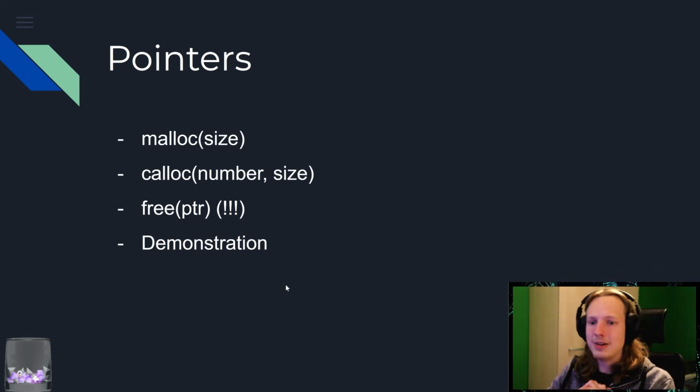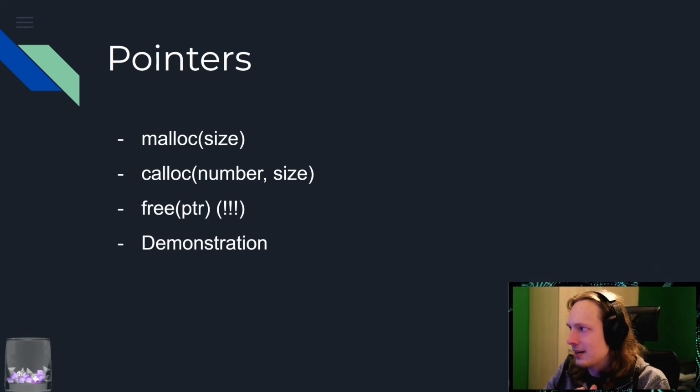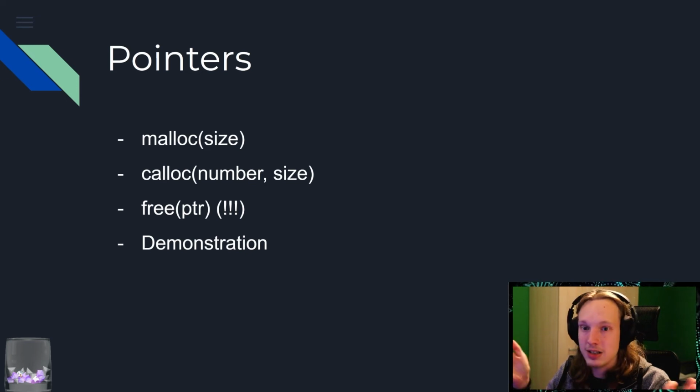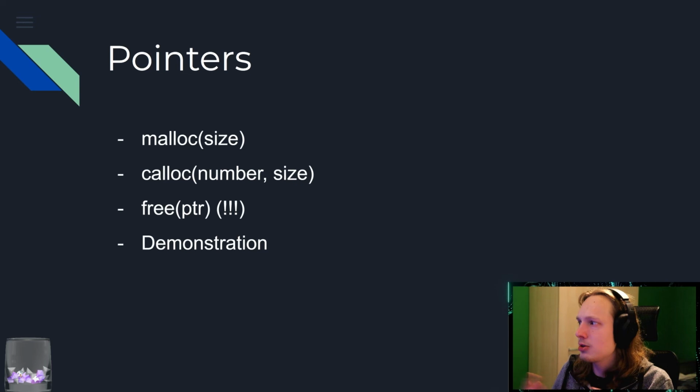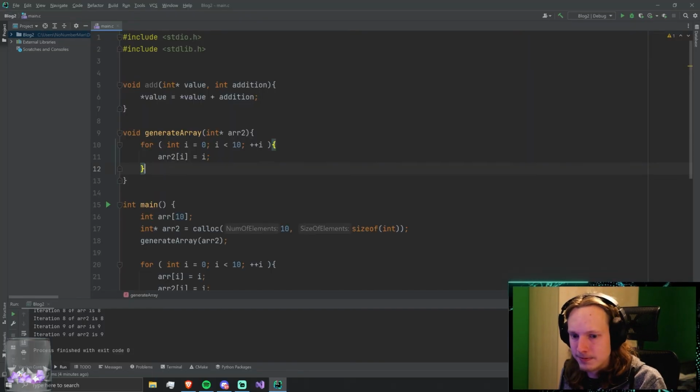So we have now already seen calloc, which takes a number and a size. And we have also seen free, which takes in a pointer and frees a bit of memory. It's very important. That's why I put all of those exclamation points in there. We basically did the demonstration now. I suppose you should know about malloc as well.